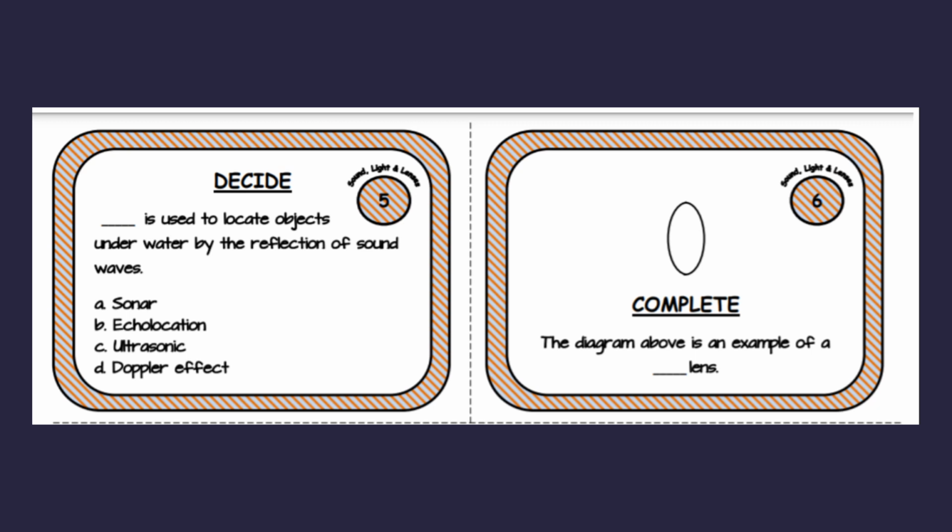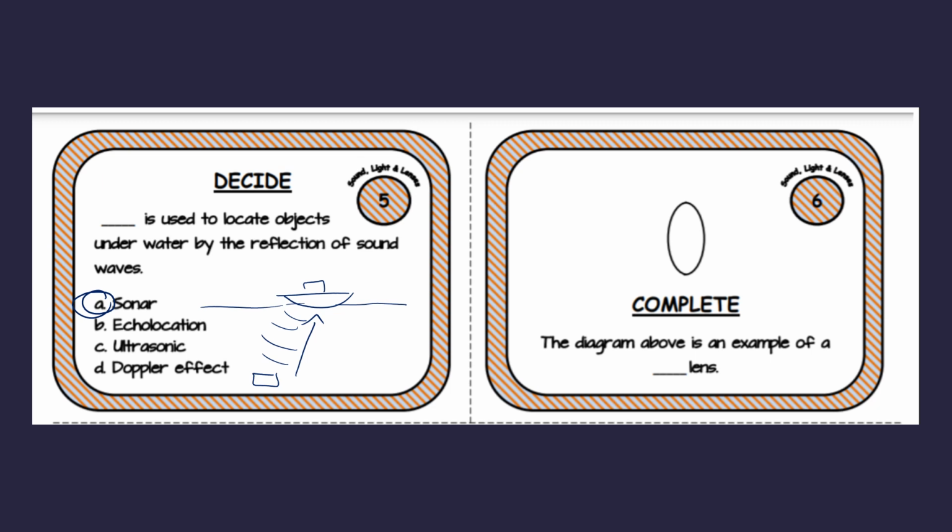Blank is used to locate objects underwater by reflection of sound waves. That'd be sonar. So sonar is used by a boat on top of the water, floating around, and it emits a sound wave that goes down. It can hit something, let's say some buried treasure, and then it reflects back, and they can tell how deep something is, how far away it is.